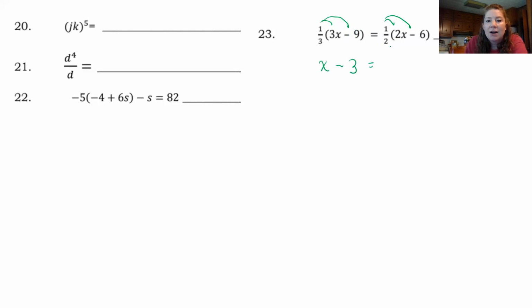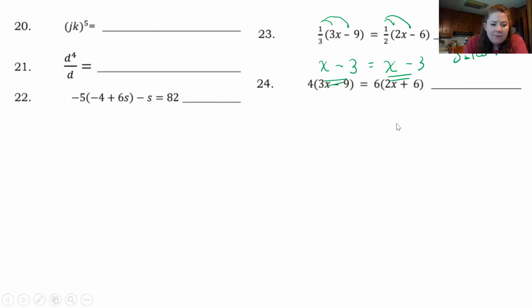Got it? All right, what's half of 2x? 1x. And what's half of negative 6? Half of negative 6 is negative 3. So when I simplify, I say, oh, these match exactly. So no matter what I put in for x, I'm always going to get a true answer. So this is an infinite number of solutions, infinite solutions.